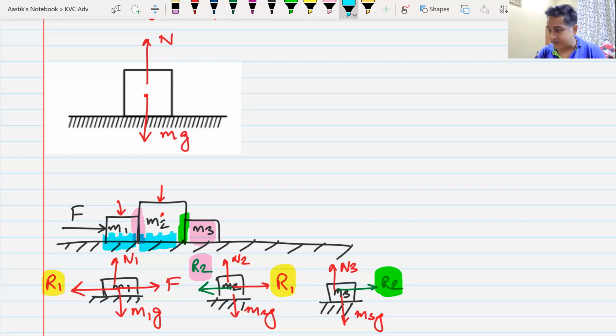So I'll end this class here. The next class we'll begin from here. I will not be doing free body diagrams anymore because I think you can do it on your own. Yes or no? Yes, sir. Tomorrow is a holiday for you, so you can practice free body diagrams. Do as many free body diagrams as possible. I'll do one or two when I come to the next class, and then we'll move on to solve some questions.